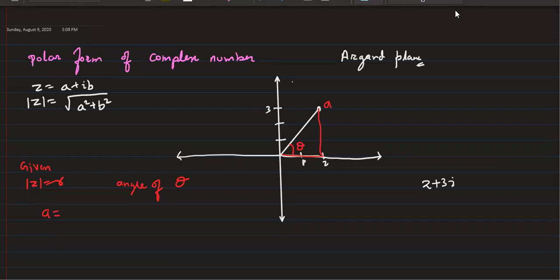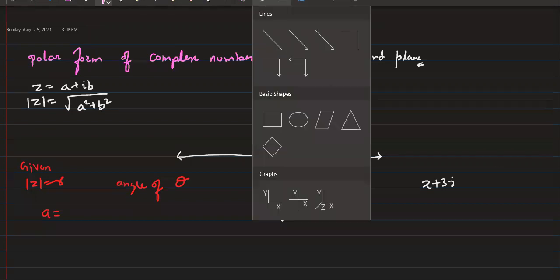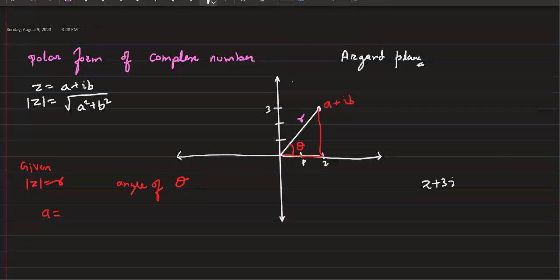Am I audible? Wait, something happened. Screen went blank. Sorry. Everyone, please reply. I was mute.